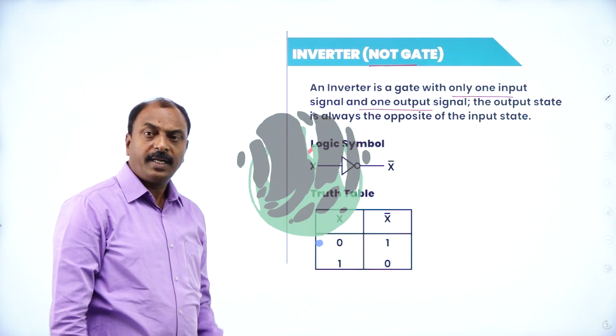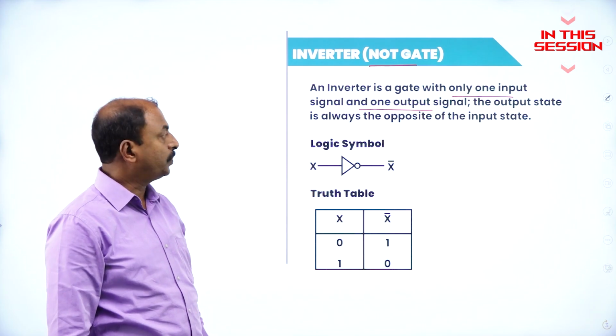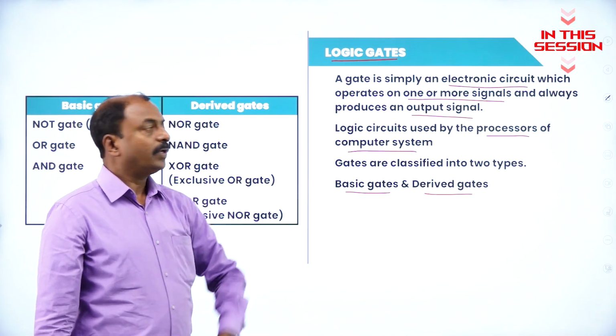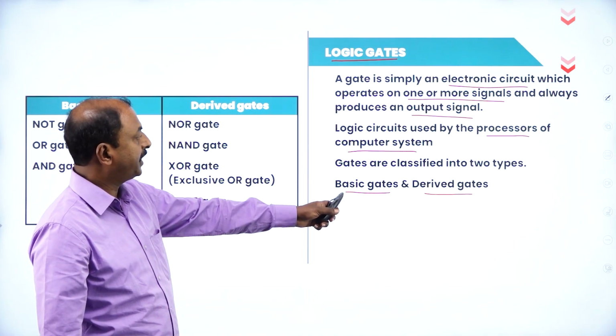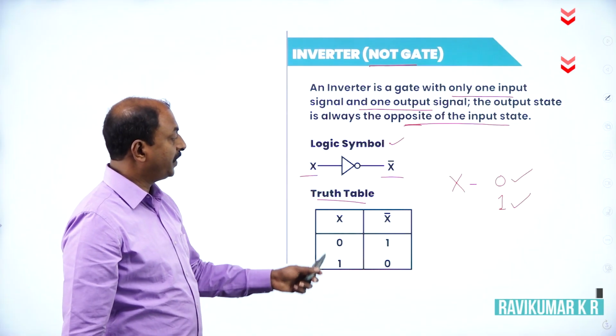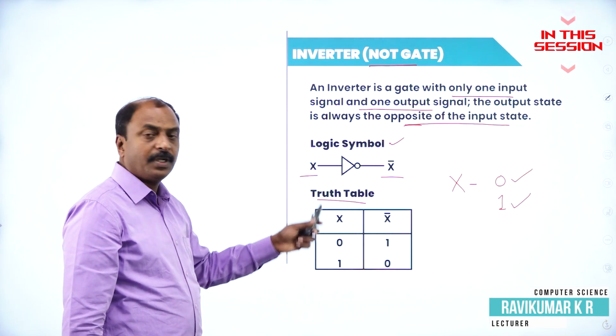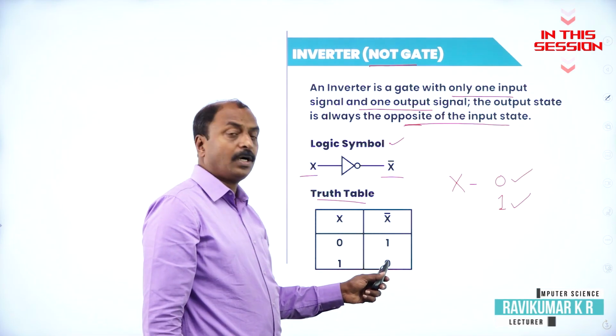This inverter gate takes only one input signal and always gives only one output signal. There are two types of logic gates: one is basic gates, the second one is derived gates. In the truth table, we are writing the possible input combinations of a variable along with its result or output.